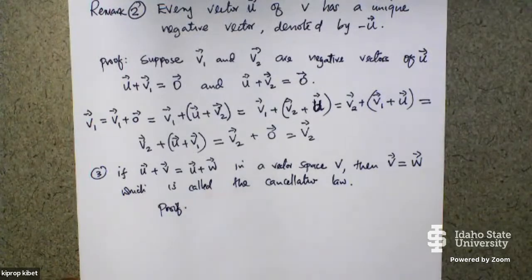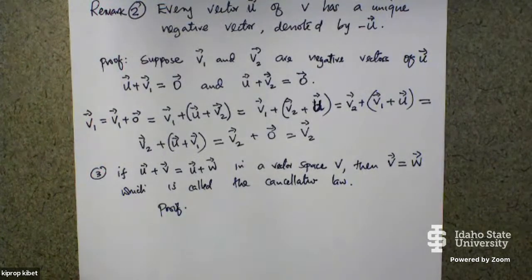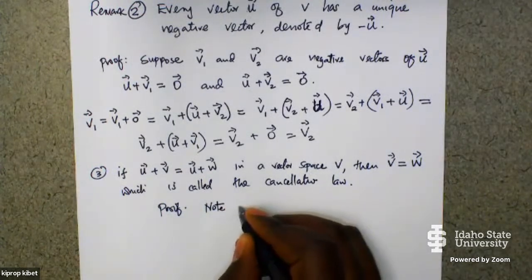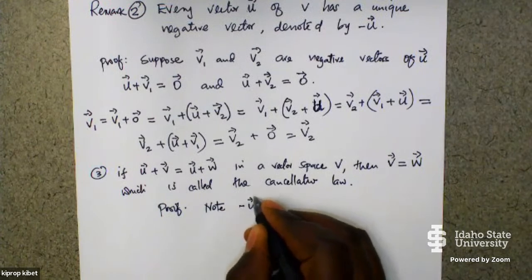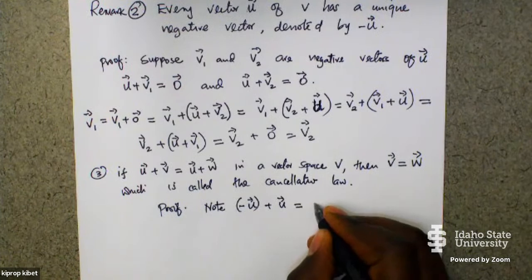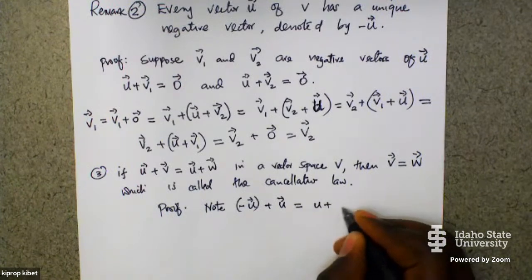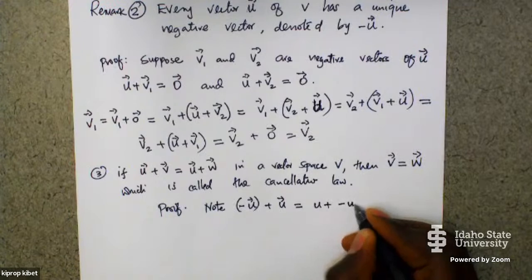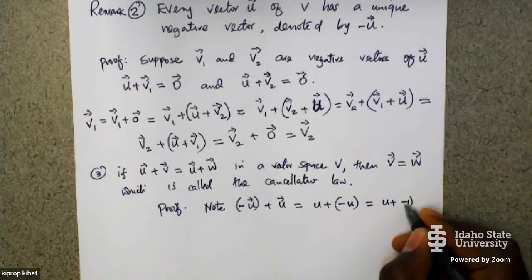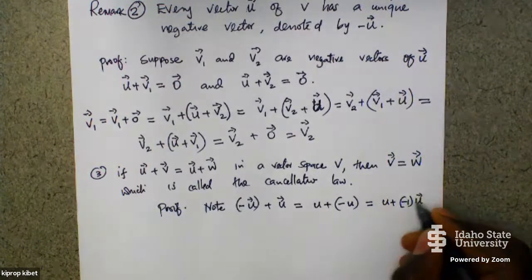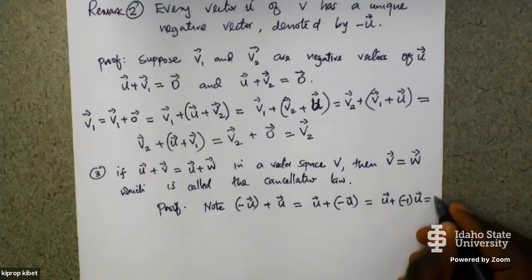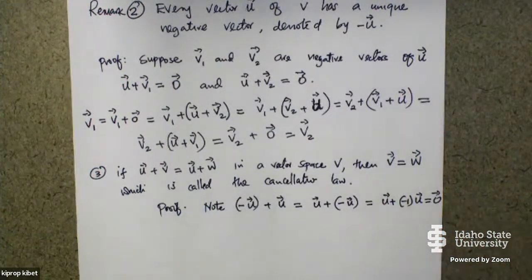Proof. So we can note that minus u plus u is equal to u plus minus u, which is the same as u plus minus 1 u. And this is equal to the 0 vector.